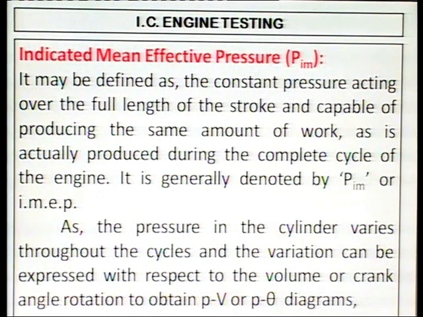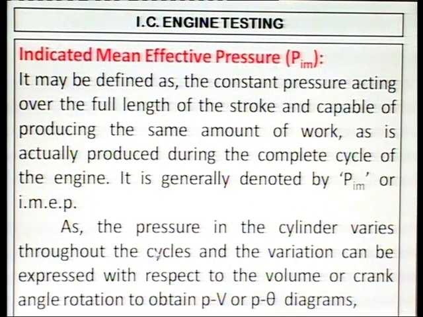Indicated mean effective pressure may be defined as the constant pressure acting over the full length of the stroke and capable of producing the same amount of work as is actually produced during the complete cycle of the engine. It is generally denoted by PIM or IMEP, indicated mean effective pressure.